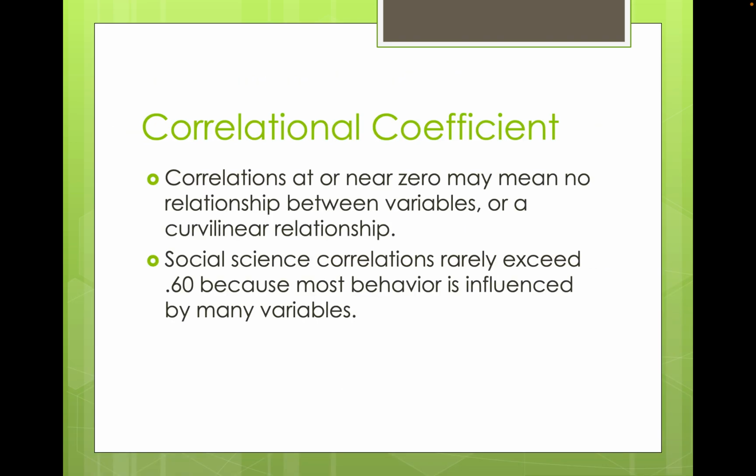Correlations at or near zero may mean no relationship between variables or a curvilinear relationship. Social science correlations rarely exceed 0.6 because most behavior is influenced by many, many different variables. And so 0.6 is about as good as you can get.